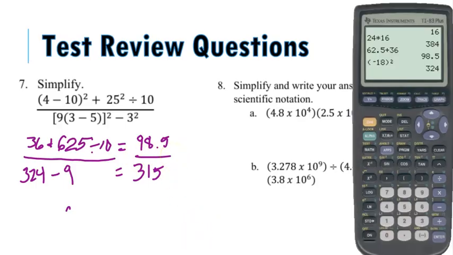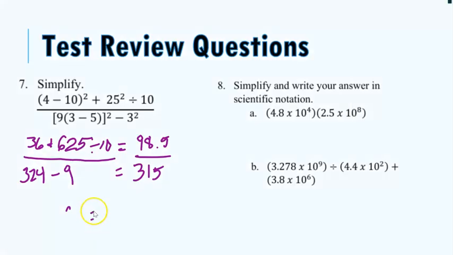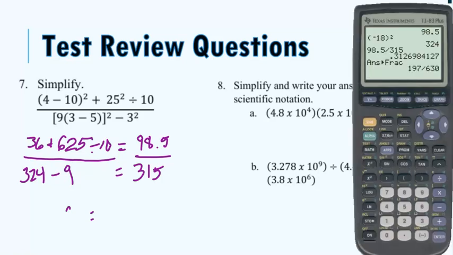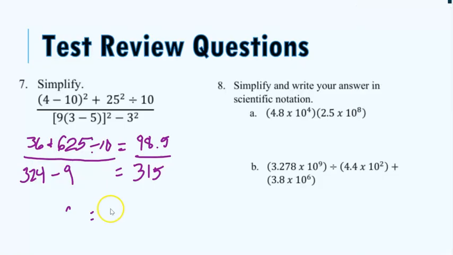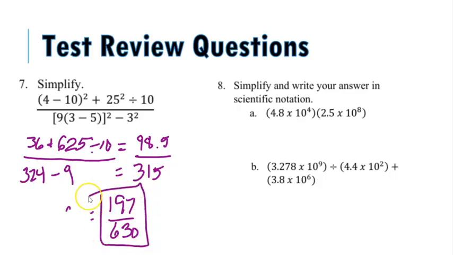Now we can do our division. We'll just take our calculator here. We got 98.5, and we're going to divide by 315. That gives us a long decimal. Let's see if we can change that to a fraction. So I would just keep it as a fraction. And our fraction would be 197 over 630. And that's a reduced fraction.